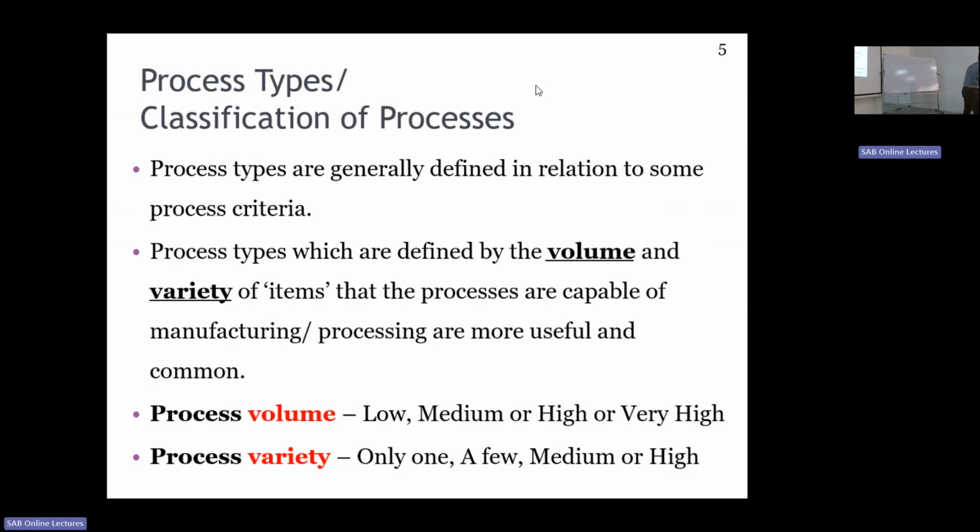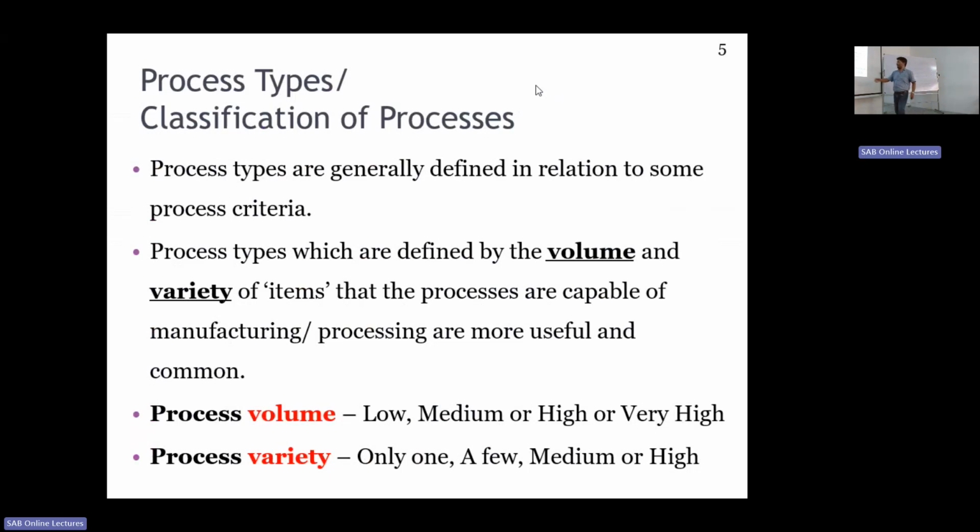Right. Based on these two criteria, processes are classified. One is called process volume. Very simple to understand that. In terms of volume, processes can be classified. Volume, output size, quantity. Right.